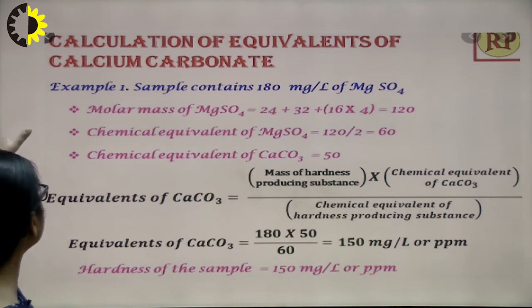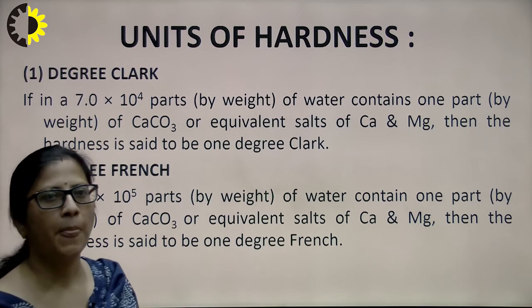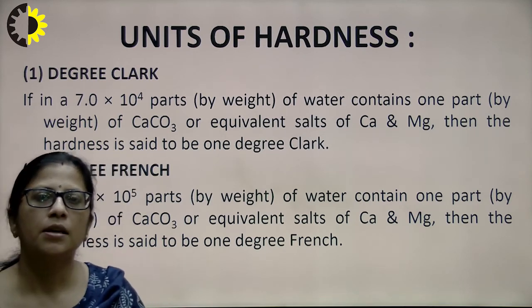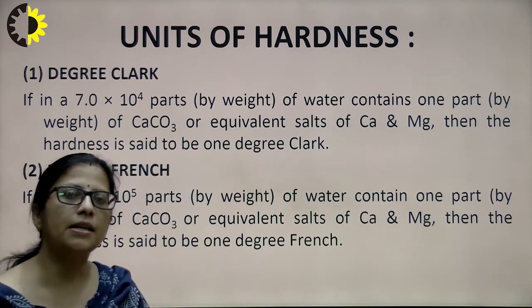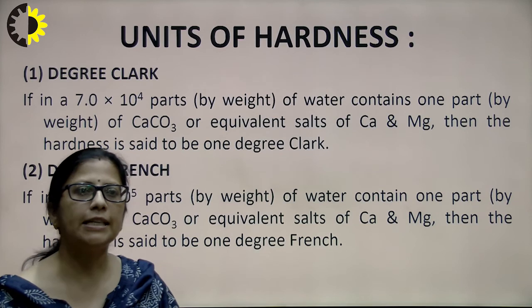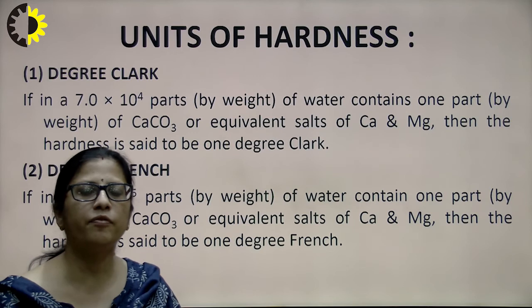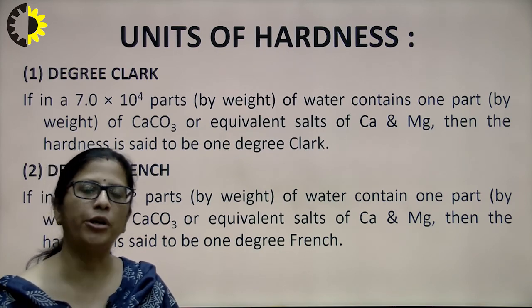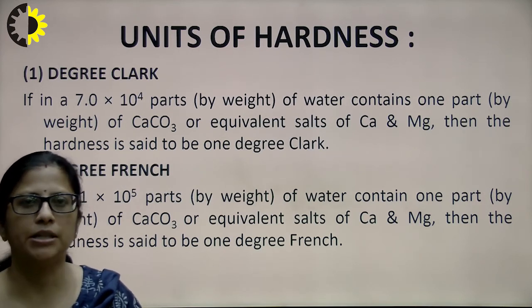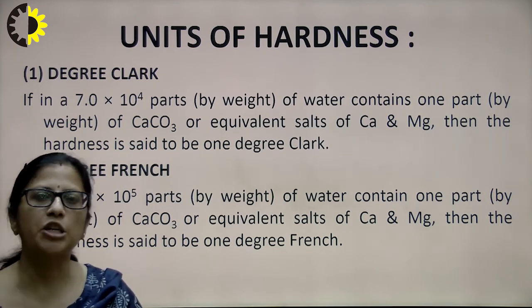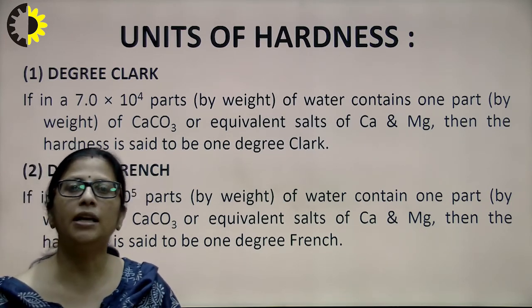Now, coming to units of hardness. Different units are there. The first unit is degree Clark. Degree Clark says that if 7 into 10 to the power 4 parts by weight of water contains 1 part by weight of calcium carbonate or equivalent salts of calcium and magnesium, then the hardness is said to be 1 degree Clark.